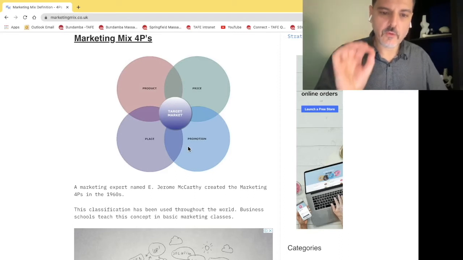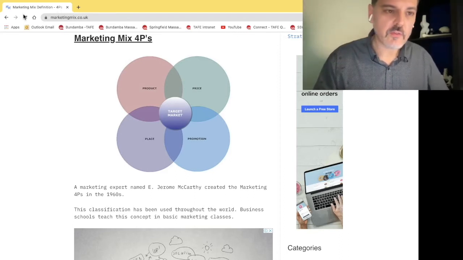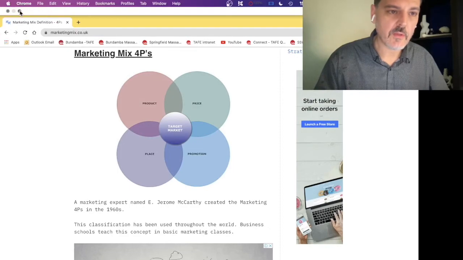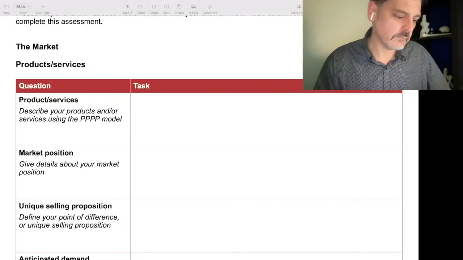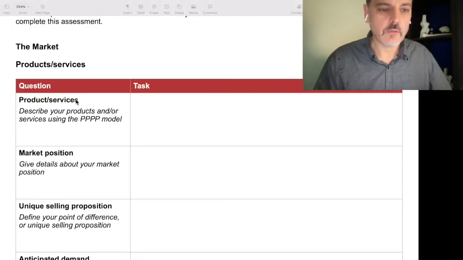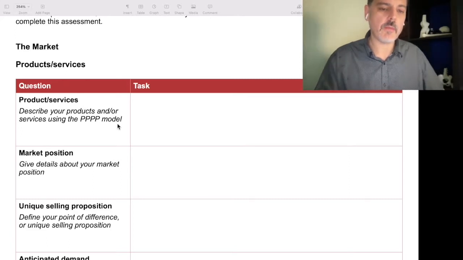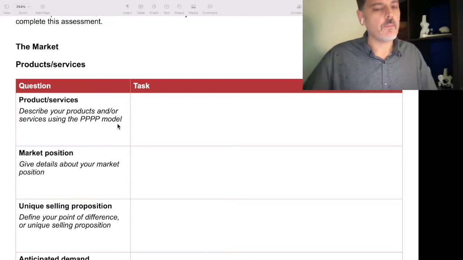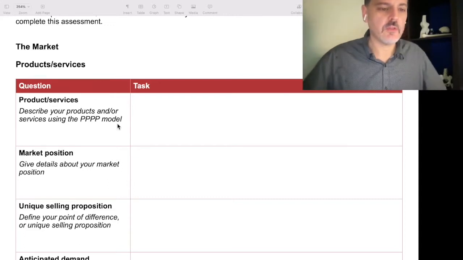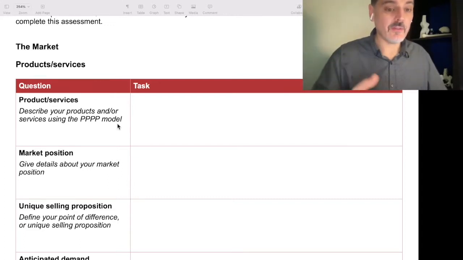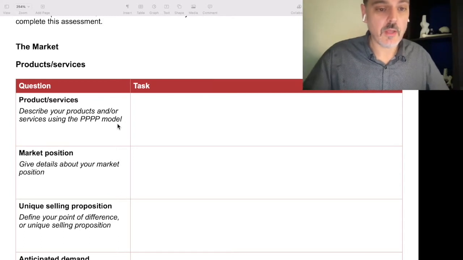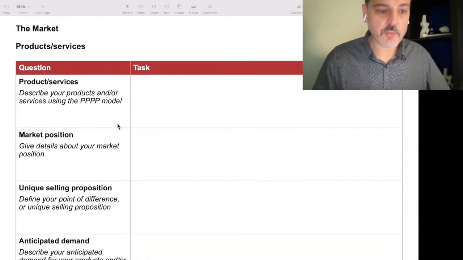Okay, so you need to, as the question states, and I'll just minimize that, describe your products and or services using the PPP model. So for that particular question, I can tell you how to find the PPP model and one more P and what it relates to, and you need to provide the descriptions. So that is the essential part of the question.